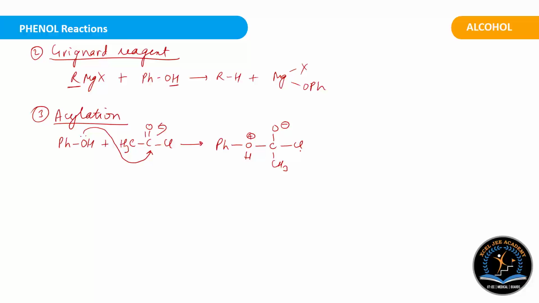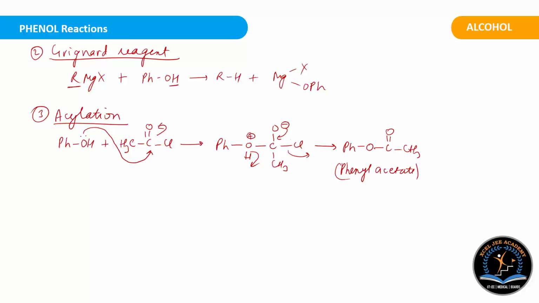In the next step, this O minus will come back, the chlorine will be removed, and along with that the hydrogen will also be removed. This chlorine is removed because it is a good leaving group. Therefore it will form PhO with carbon, double bond O, and then CH3 attached to it. This compound is referred to as phenyl acetate. So this is the formation of phenyl acetate in this particular case.